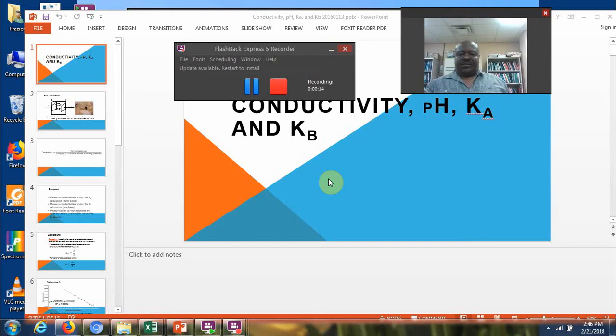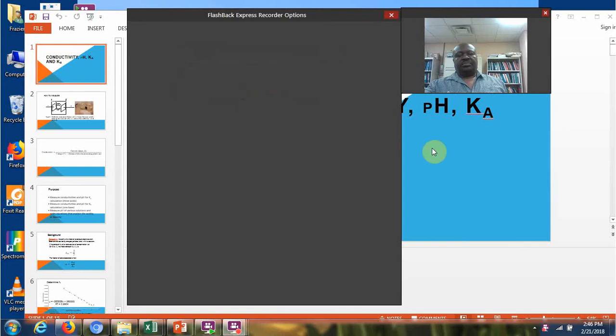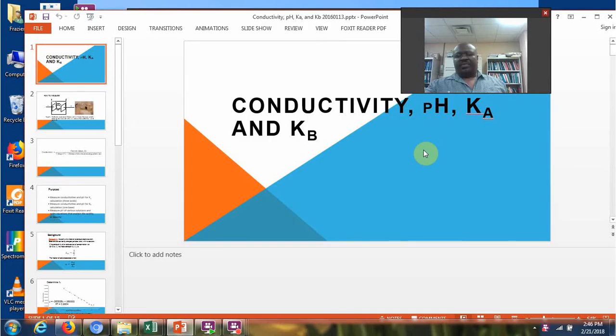Lab number 6. Well, another lab involving some kind of equilibrium constant. They just seem to show up everywhere. Last week, Henry's law constant and the equilibrium for the iron thiocyanate reaction.